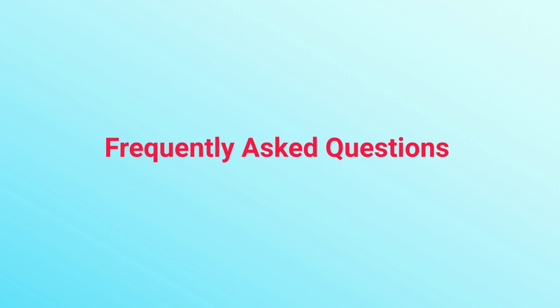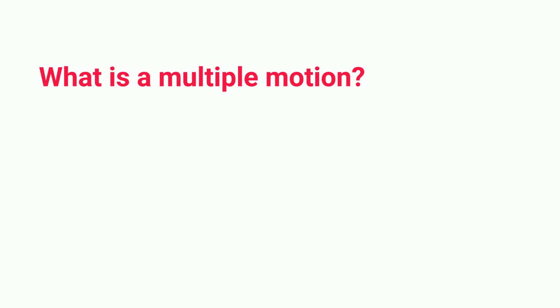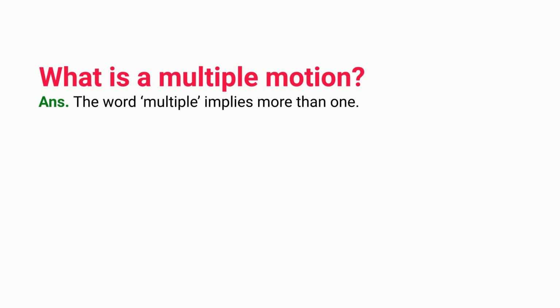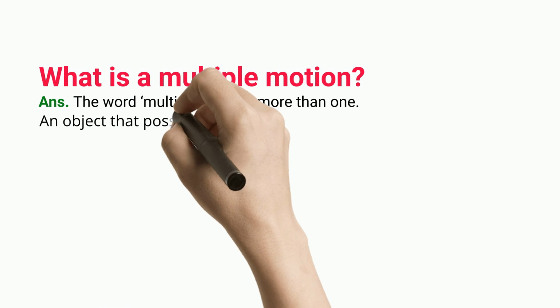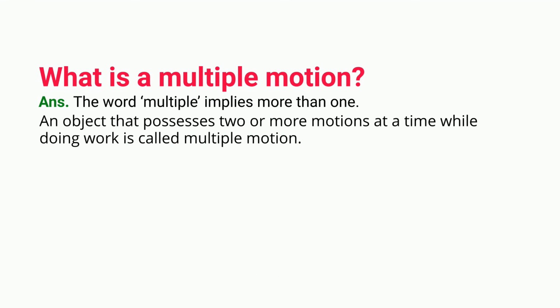Frequently asked questions. What is a multiple motion? The word multiple implies more than one. An object that possesses two or more motions at a time while doing work is called multiple motion.